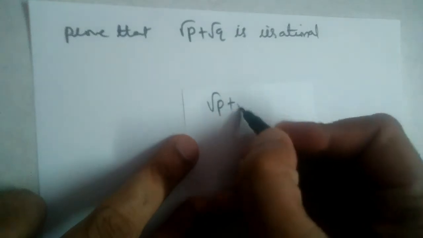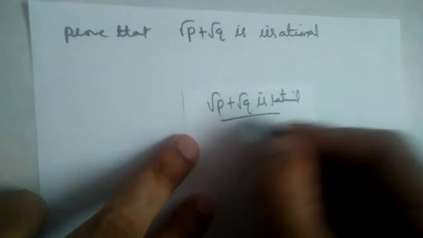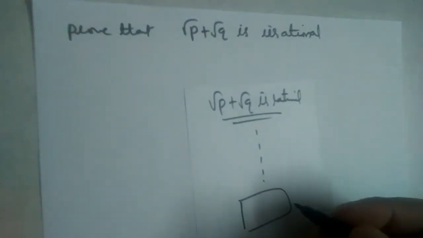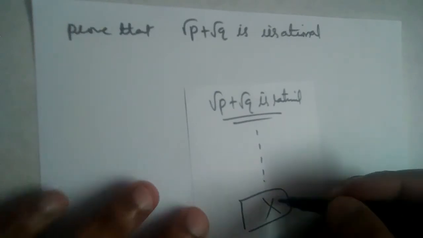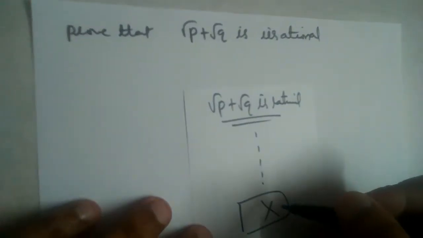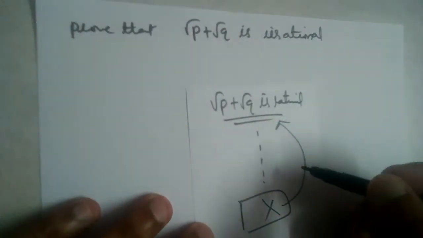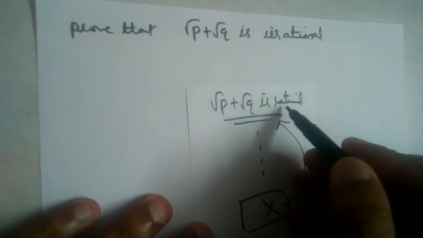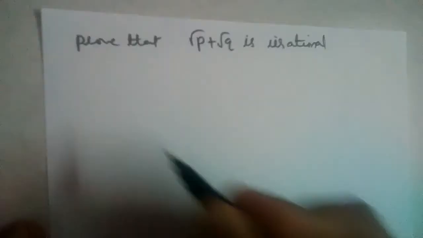But we'll assume that root p plus root q is rational. We'll assume this, solve the problem, and come to a conclusion. That conclusion will be wrong. Why did we get this conclusion wrong? Because of a wrong assumption here. If this is wrong, what will be correct? Root p plus root q is irrational will be correct, isn't it? So let us prove it. Root p plus root q is irrational.